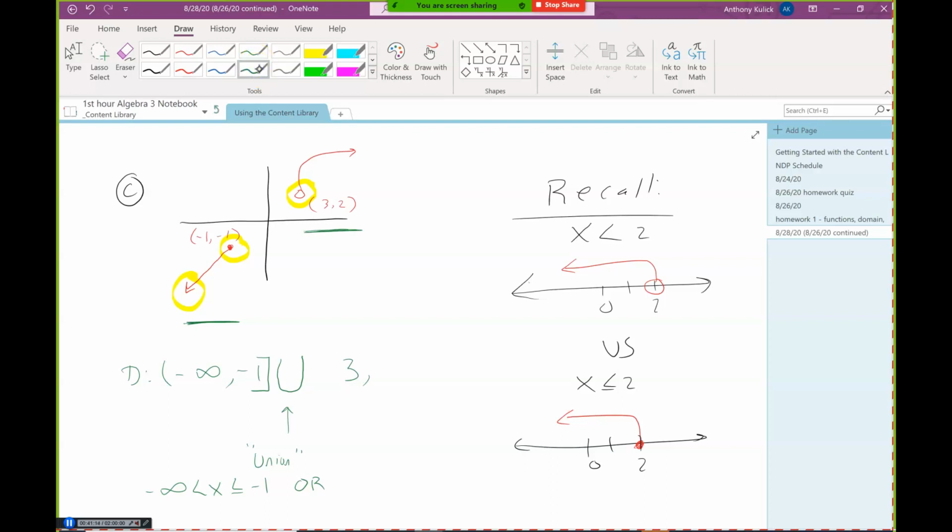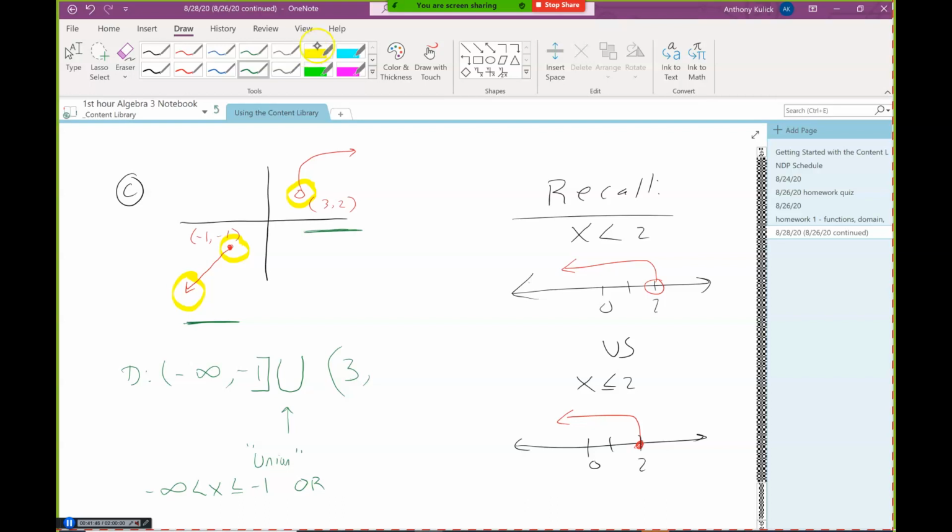So what that open circle is telling me then is that instead of using a bracket here on the 3, I should use a parenthesis, because there is no point there at 3, 2. The graph goes right up to it, but there's not actually a point there. Is that okay with everybody? So we just borrowed some notation that you're already familiar with. Same thing? Okay.